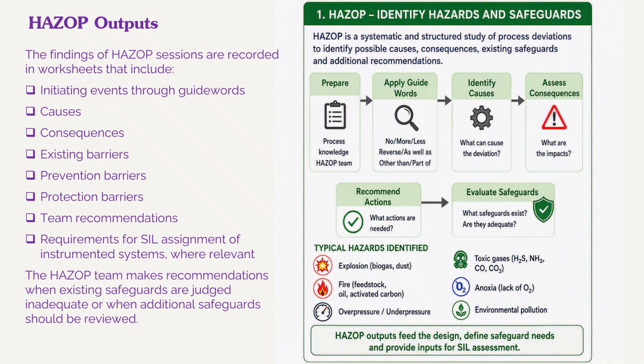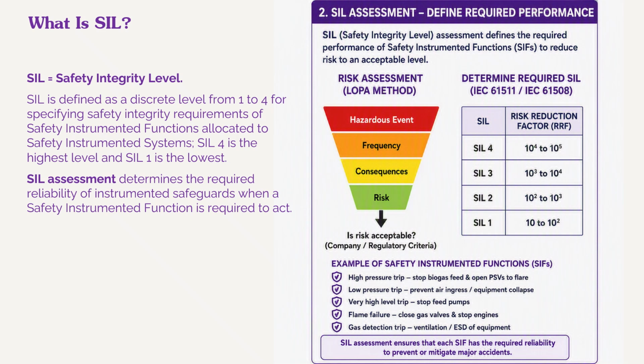In some scenarios, the study may conclude that an instrumented safeguard requires formal SIL assessment. This creates the direct link between HAZOP and functional safety activities. SIL stands for Safety Integrity Level. It is a measure used to define the required reliability of a safety instrumented function.